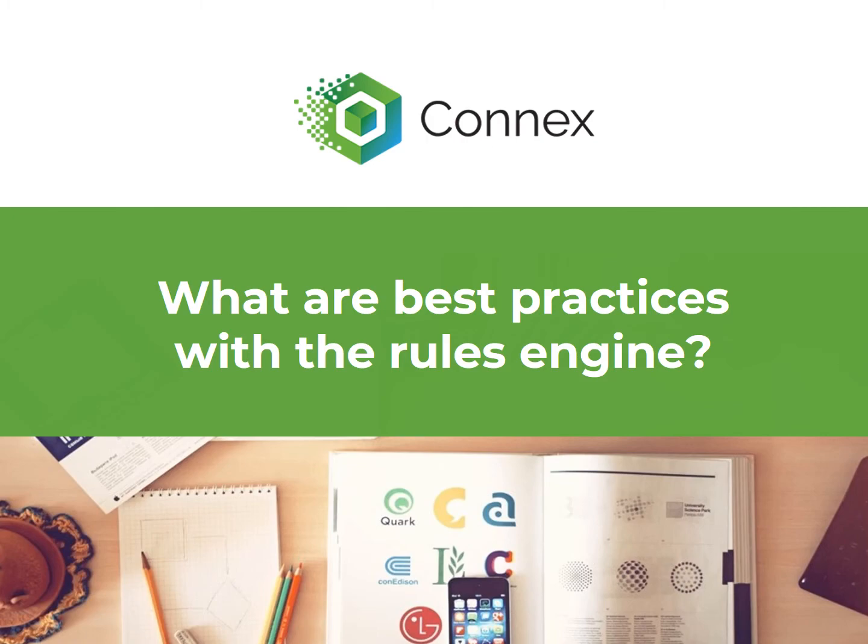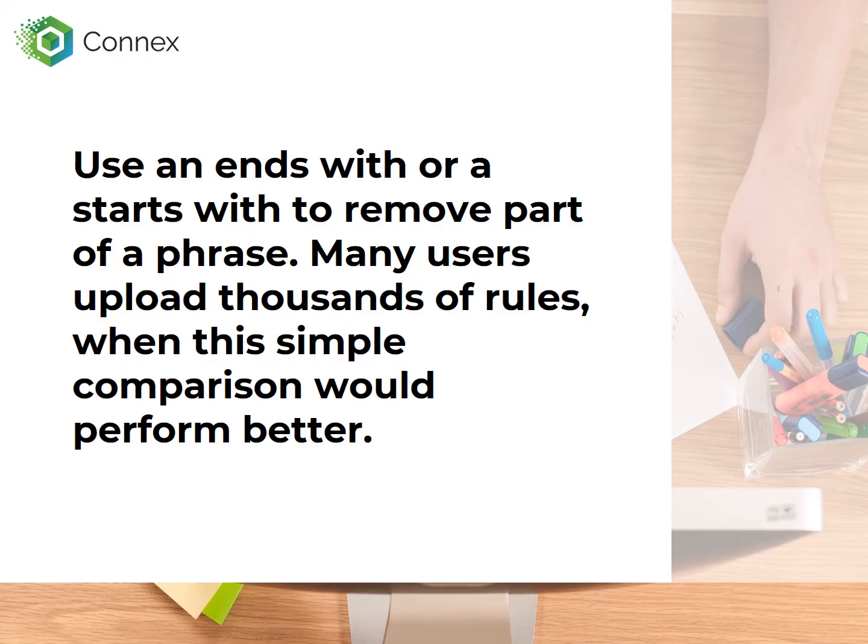What are the best practices with the rules engine? You want to limit your number of rules. I can tell you I've seen many customers upload 100, 1,000 SKU mappings, and you could say if the SKU ends with -FBA to strip it, and that will take care of hundreds of rules. You could use a starts with to do the same thing, or say if the SKU contains a phrase like ABC, then map everything to ABC. The fewer rules you have, the better the software performs.